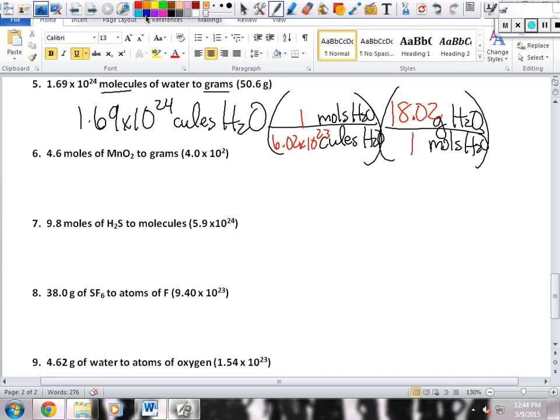Sometimes it's just better to go back to a basic calculator. Do 1.69 EE24 divided by 6.02. Just the EE button.